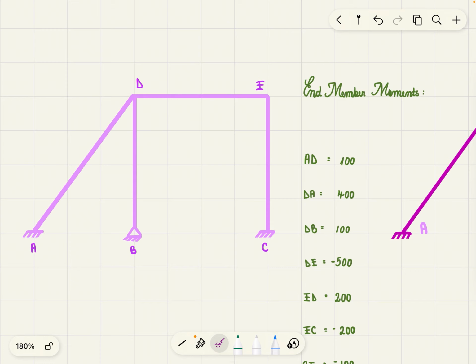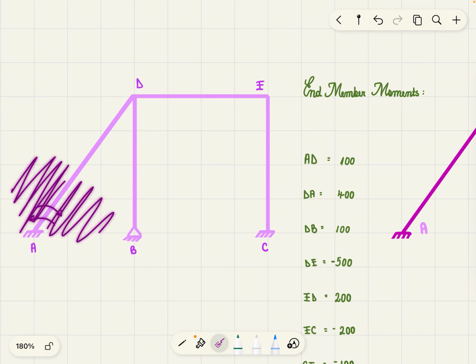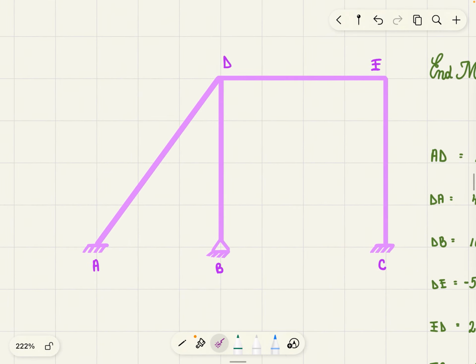I'm going to start from AD. We have the value of 100 as the moment, and it's positive. So we're going to assume this to be with the clockwise rotation. So if the end member moment at AD rotates clockwise, we know it also has an equal and opposite nodal moment. So anti-clockwise. And this is going to help us, the nodal moment, to determine which side, so to the left or to the right, we're going to be drawing our bending moment diagram for member AD.